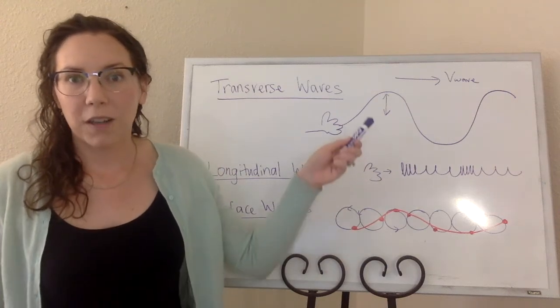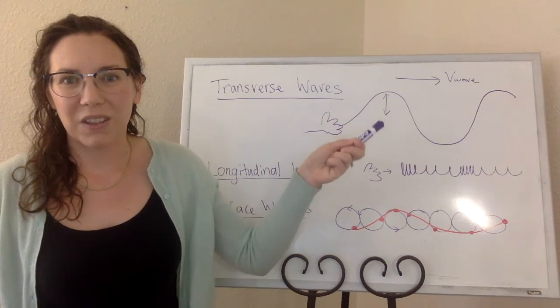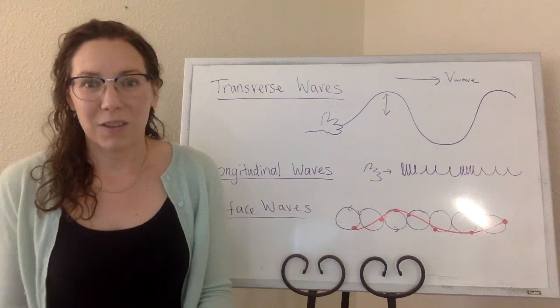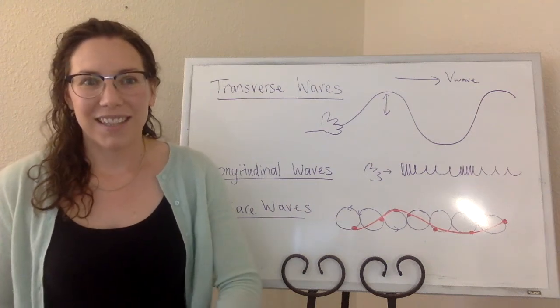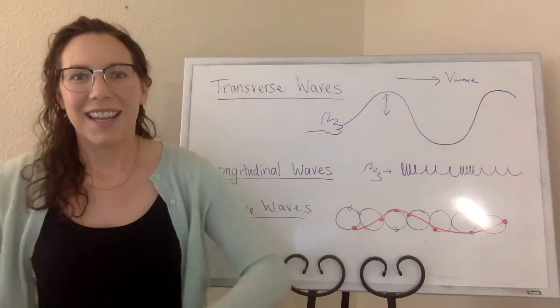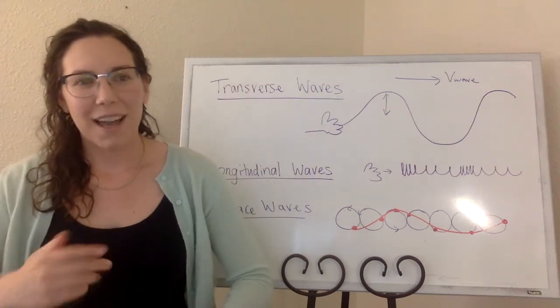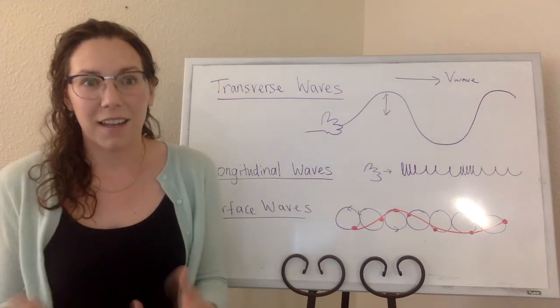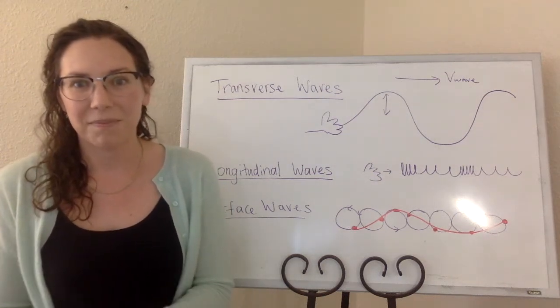So each particle in the medium only moves in this vertical direction, but the wave is sent in that horizontal direction. Another example of this is at a sports arena. When everyone does the wave, everyone individually moves up and down, but then the wave appears to go around the arena, which is in that other perpendicular direction.